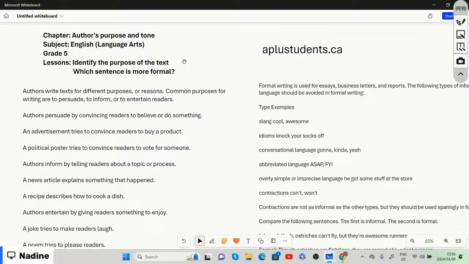So when it comes to author's purpose and tone, right? If you look at the word author, the first thing that should come to your mind is a writer or someone who writes or someone who writes books or articles, right? And that is an author.